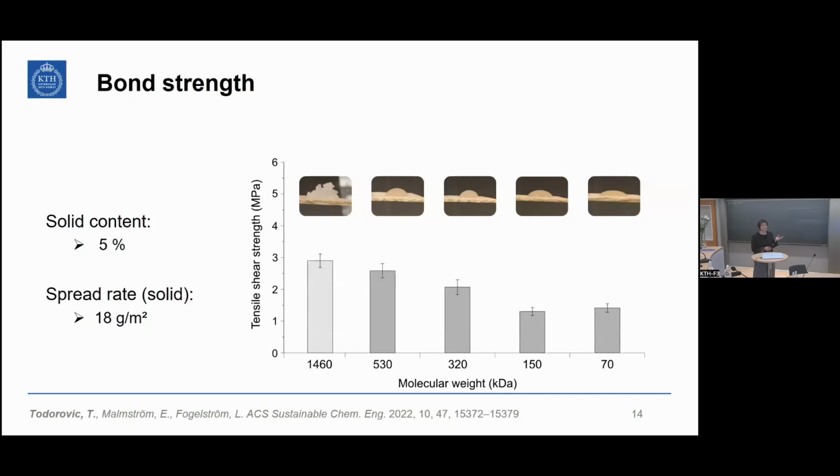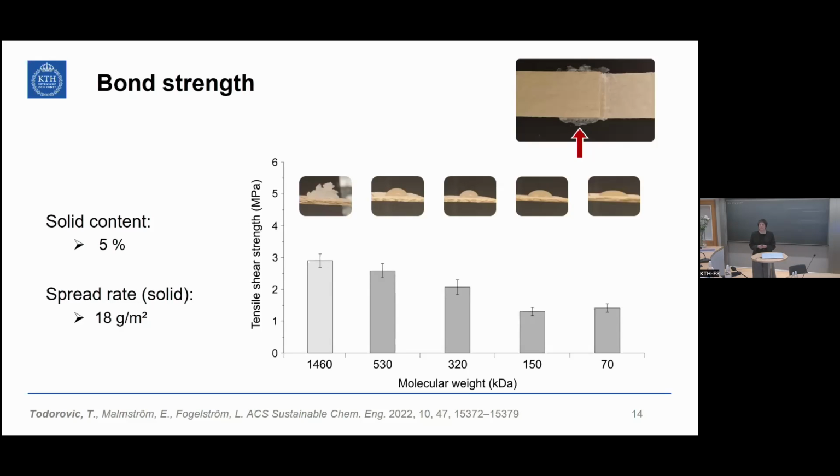And on the images above the bars, you can see how these adhesives looked when they were applied on wood veneers before spreading. Lower viscosity allowed for easier application, for easier spreading of adhesive over veneers, but it also resulted in overflow of the adhesive from the bond line during pressing.